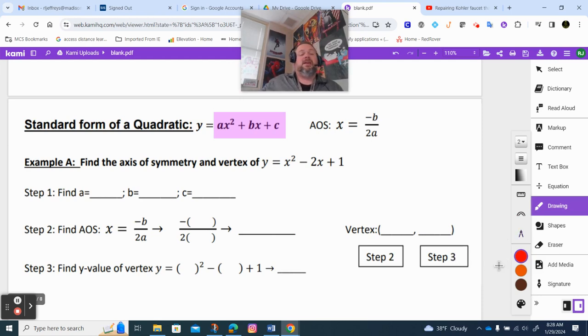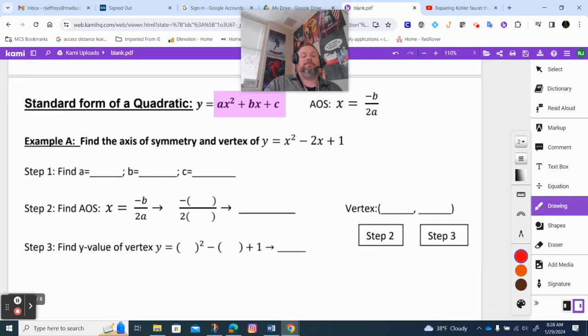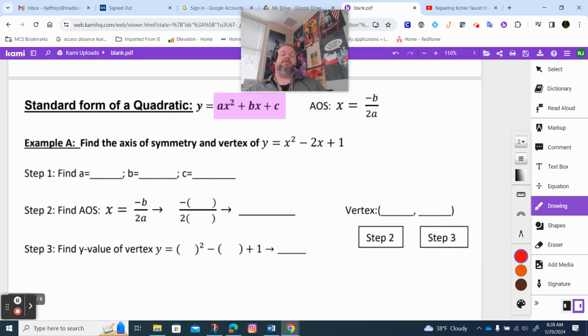All right, so find the axis of symmetry and the vertex of this. The easiest way I thought to come up with this was step 1, step 2, step 3. It's kind of like the songs that have the dance in them that tell you how to do the dance.